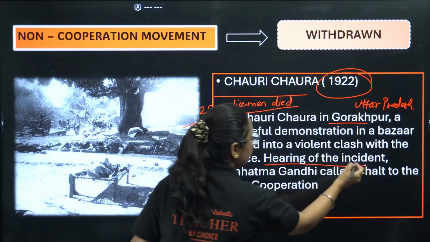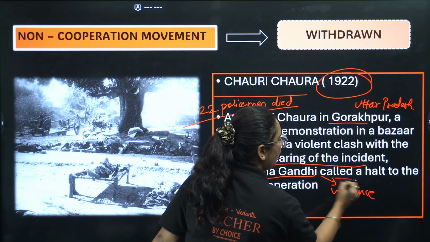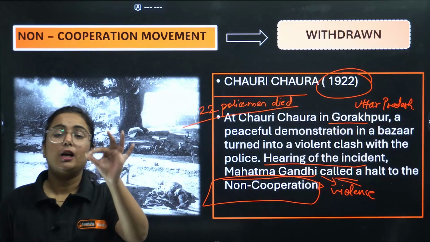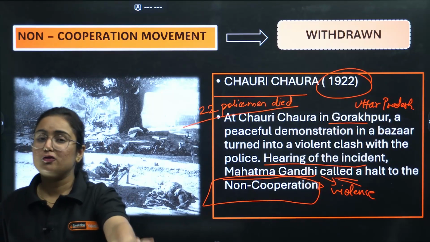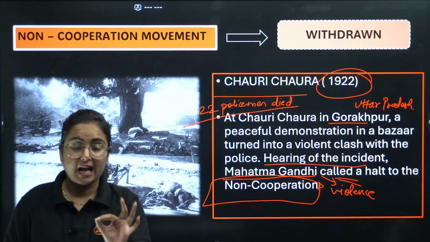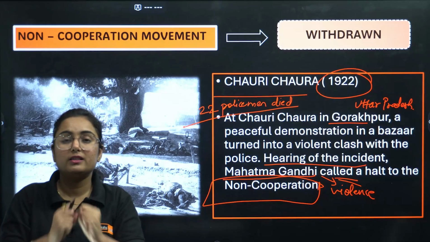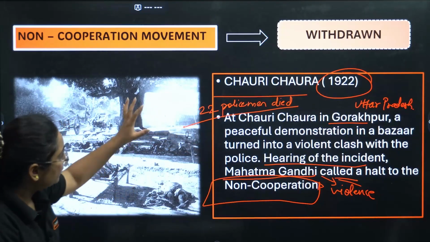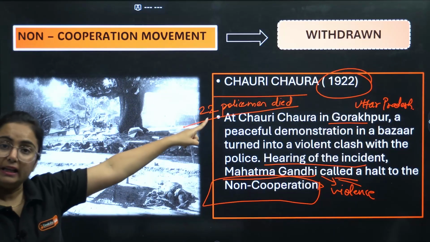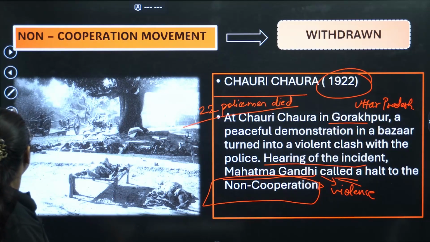Hearing the news of this incident, Mahatma Gandhi, who was totally against violence, called off this movement because he thought that the people of India were still not ready for a Satyagraha based on truth and non-violence. He knew that if one violent activity took place in India, others would definitely join it and it would lead to a disaster for India. So he withdrew this movement. And when was it withdrawn? Chauri Chaura in 1922. Do remember this point because it is very, very important.